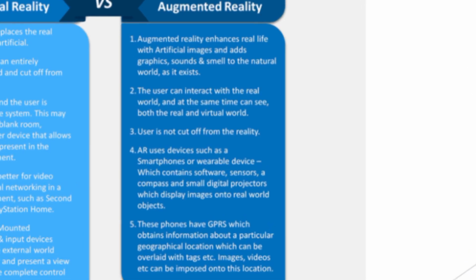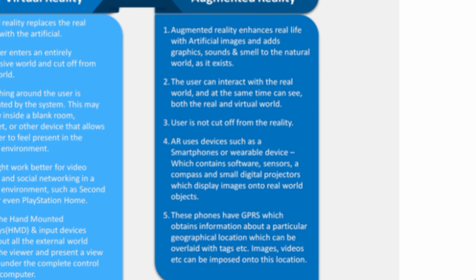In the case of VR, everything around the user is fabricated by the system. This makes a display inside a blank room, headset or other devices that allow the user to feel present in the virtual environment. But in the case of AR, the user is not cut off from reality. VR might work better for video games and social networking in a virtual environment such as Second Life or even PlayStation Home. AR uses devices such as a smartphone or wearable device which contains software, sensors, a compass and small digital projectors which display images onto real-world objects.